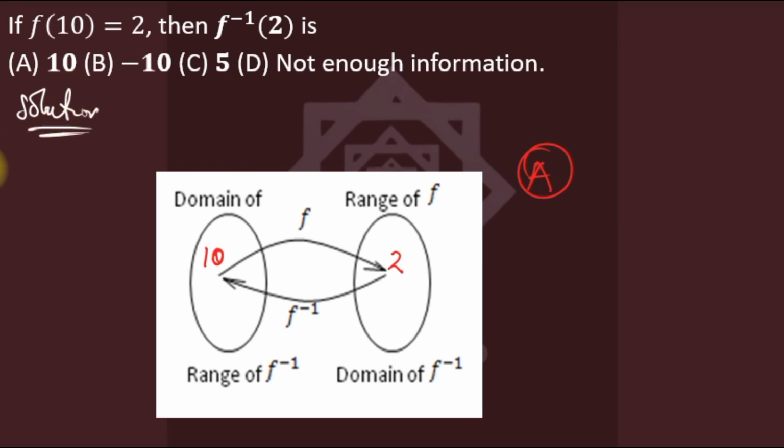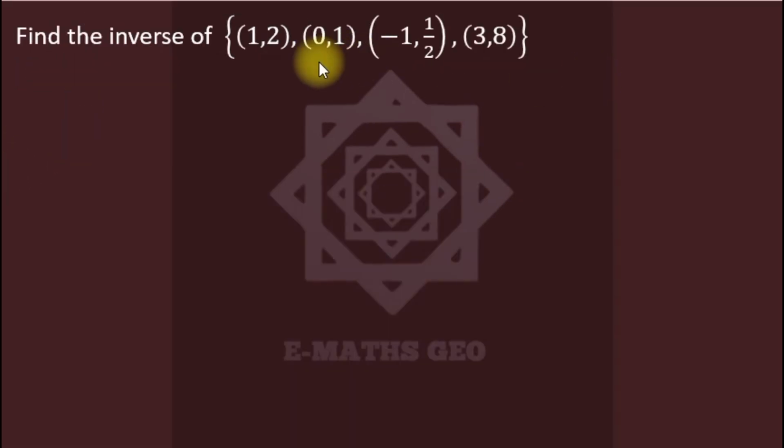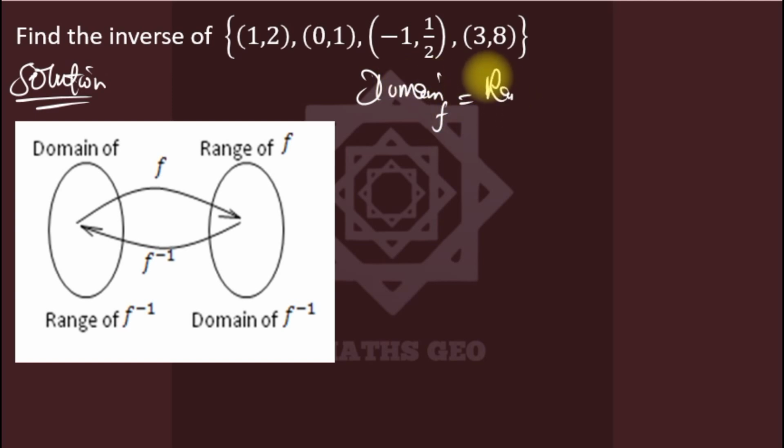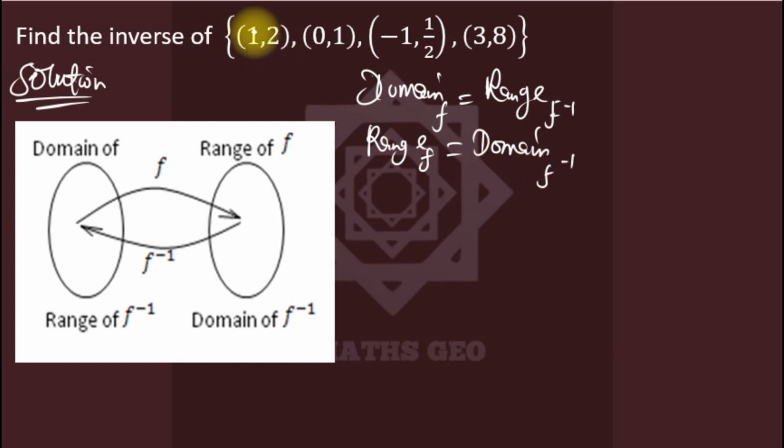So that's it. We're asked to find the inverse of this. This is very simple, straightforward. So there's a relationship connecting a function and its inverse. Let me use a diagram. The domain of f is now the range of its inverse, while the range of f is the domain of its inverse.